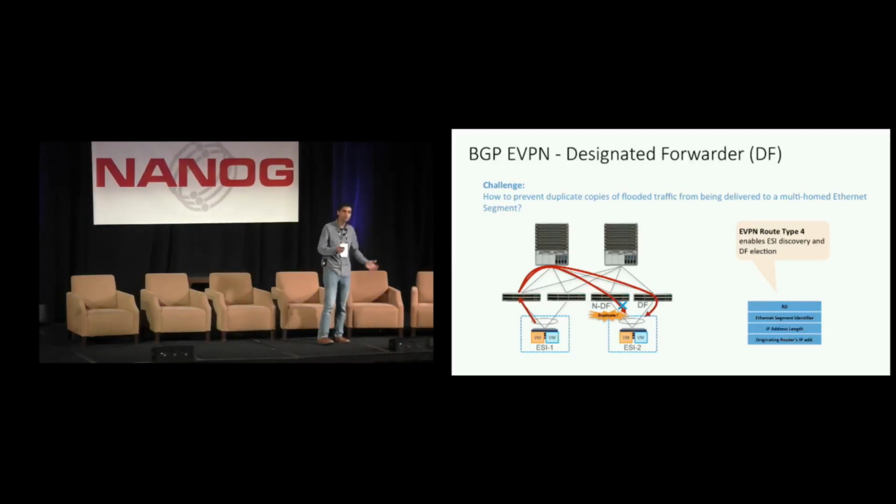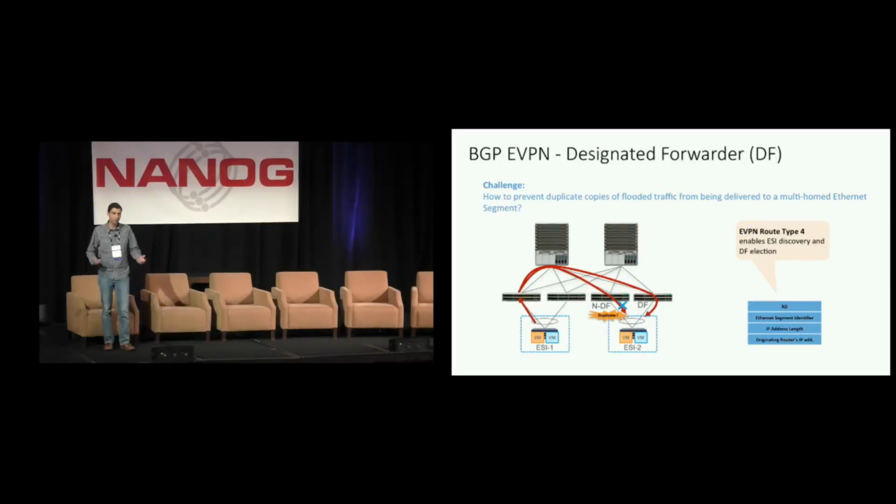At the same time, we must make sure that for multi-homed hosts, only one of the leaves forwards traffic towards the host in order to avoid duplicate traffic. So this is accomplished via a designated forwarder election mechanism, which is essentially the goal of this: for each ESI that is multi-homed across multiple leaves, we elect one of the leaves as a designated forwarder on a per service basis. So this way, if you have multiple VLANs or multiple services on that Ethernet segment, you can load share the load across multiple leaves.